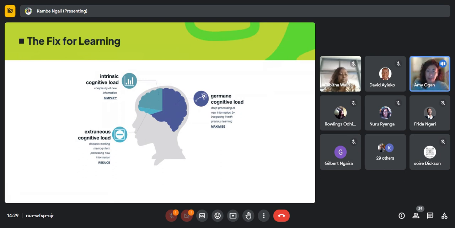That's where we want learners to be focused and not on this extraneous cognitive load, things that don't matter to the task, but that actually make us work a lot harder to process new information.